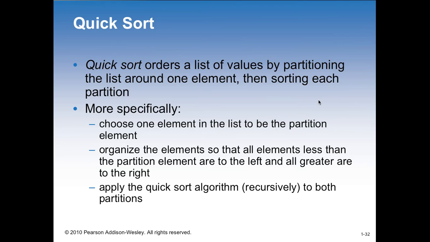So, Quicksort. A better option, kind of like the binary search. The Quicksort, although implemented a lot differently, fixes a lot of the inefficiency problems of the double looping and the movement or the shifting. So it orders a list of values by partitioning the list around one element, and then sorting each partition. So that's why I say it's kind of similar to the binary thing. It's essentially reducing the sort space while you're doing it. So you have fewer items you actually have to sort, rather than looking at each individual item. So more specifically, you choose one element in the list to be the partition element.